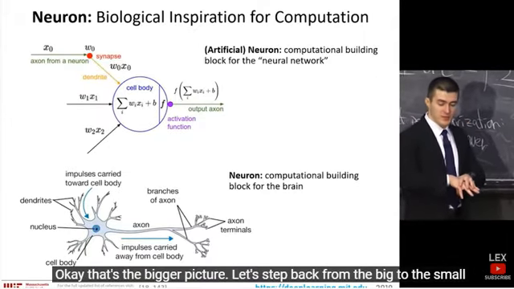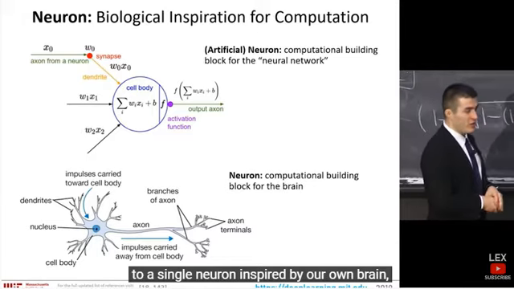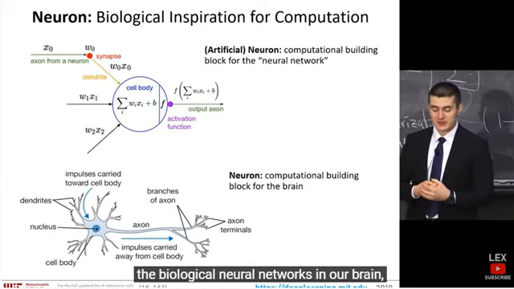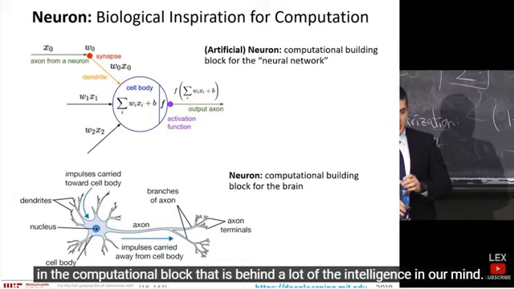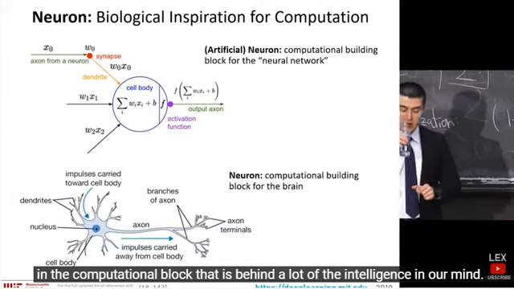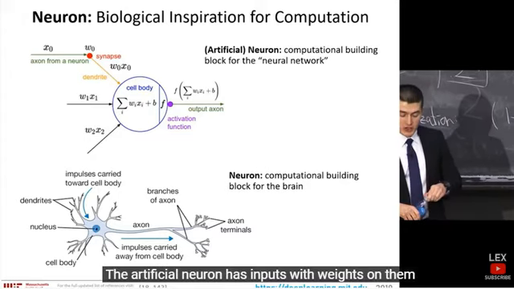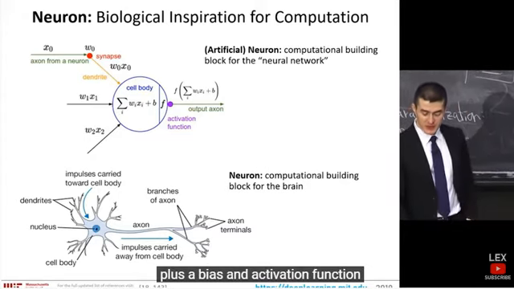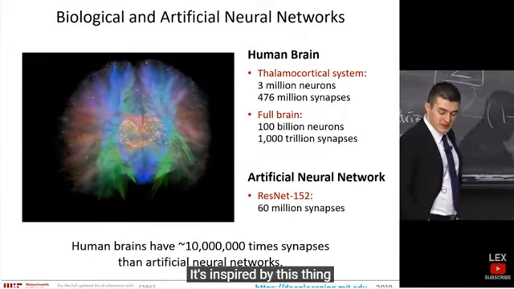Let's step back from the big to the small, to a single neuron. Inspired by our own brain, the biological neural networks in our brain, and the computational block that is behind a lot of the intelligence in our mind. The artificial neuron has inputs with weights on them, plus a bias, and an activation function, and an output.